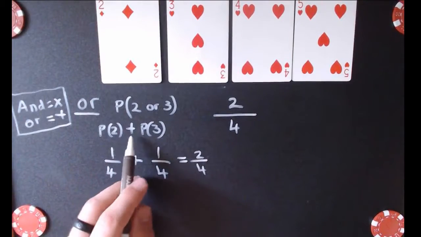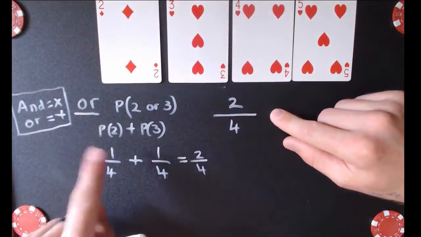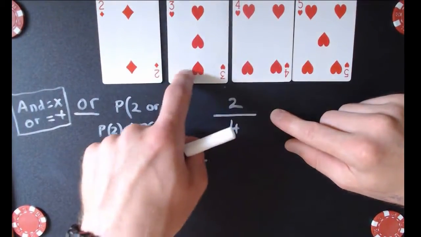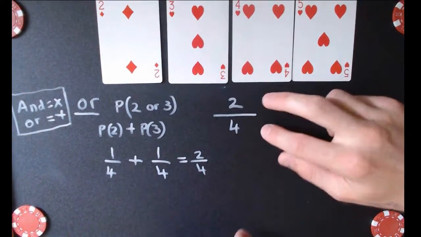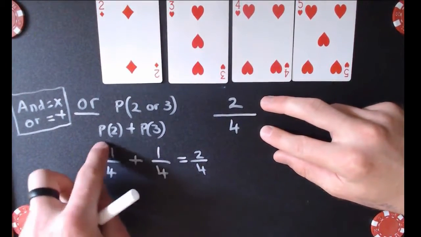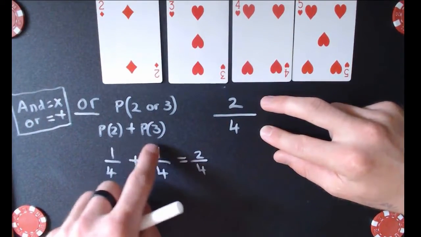So the reason we add is because it's the same as saying, well, now I don't just have one option to satisfy my probability. I've actually got 2, this one or this one, and there's still 4 cards. So I get a 2 in 4. And mathematically, I can find that using this formula, where the probability of a 2 or a 3 is the same as the probability of 2 plus the probability of 3.